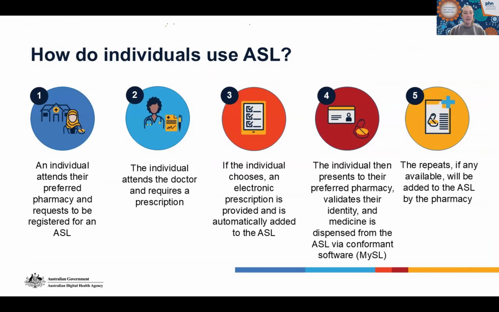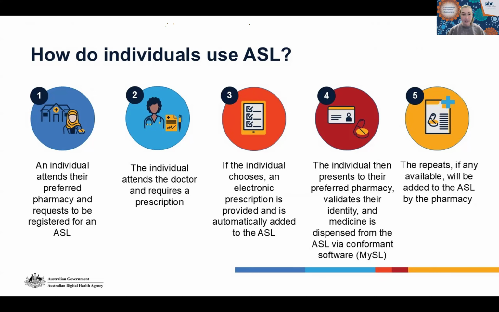So how do patients use the ASL? A patient can request to register for the ASL at a pharmacy. Once they have registered for the ASL at the pharmacy, the patient can use an app such as the My Health app to manage their prescriptions. They may request an activation code from the dispenser. And once this code is entered into the app of their choice, like the My Health app, they can then link their ASL to that app, allowing them to view and manage their prescriptions in there.